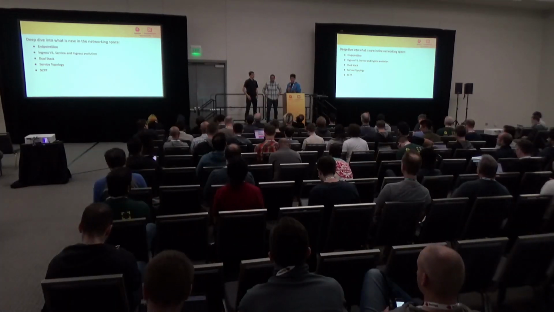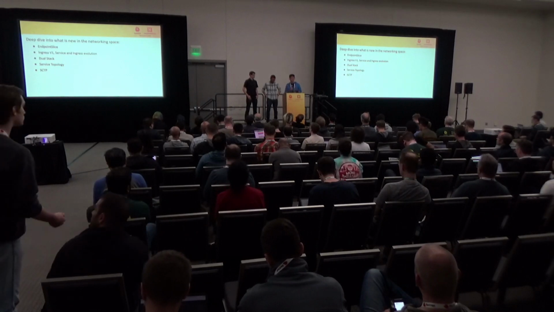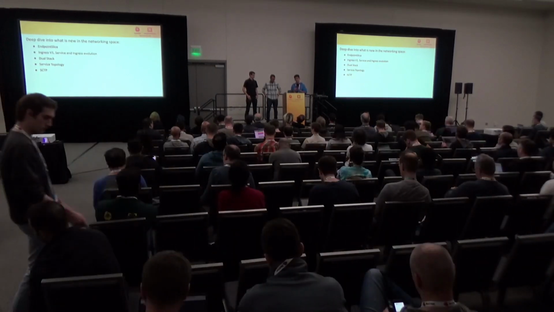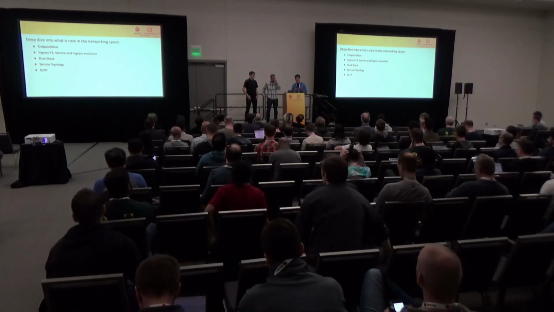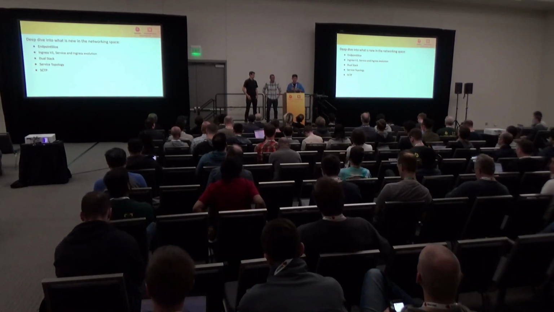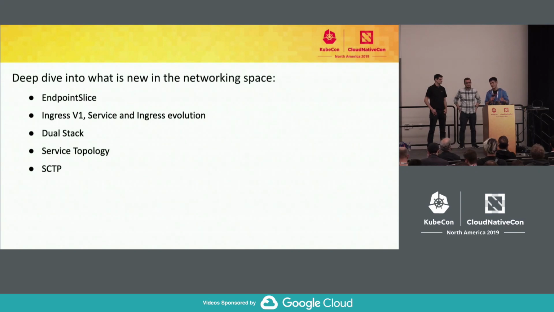But today what we're going to do is deep dive into what is new in the networking space. And we have about 5 topics that we're going to be covering. One of them is endpoint slice. The second one is the Ingress API and service in Ingress API evolution. Then we cover dual stack, service topology, and on everyone's mind, SCTP. No, it's a very important protocol.